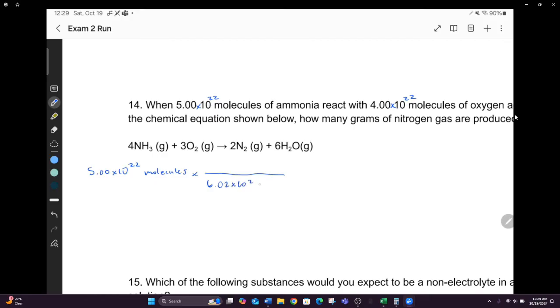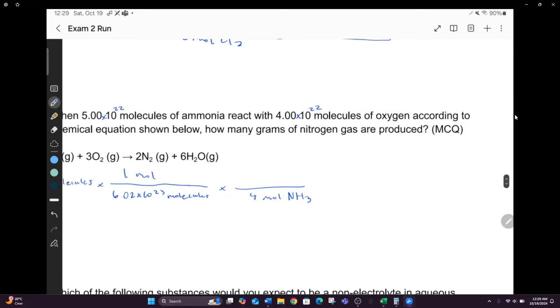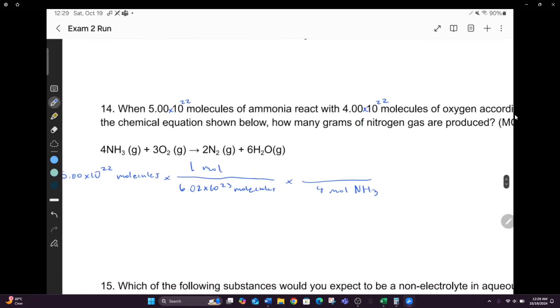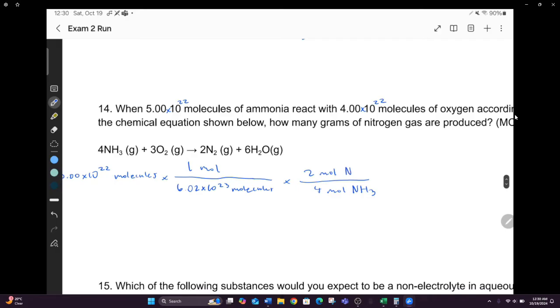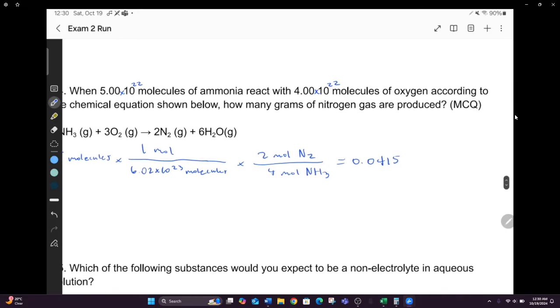10 to the 23. What's 10 to the 23 molecules? I cannot write. And it is 1 mole times 1 mole, or 4 moles of NH3, yields... How much are we doing? We're converting it to how many grams of nitrogen gas? So 2 moles of N2. You do that math, you should get 0.0415 moles of N2.